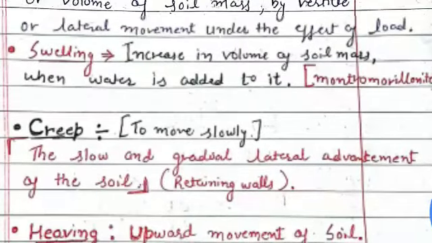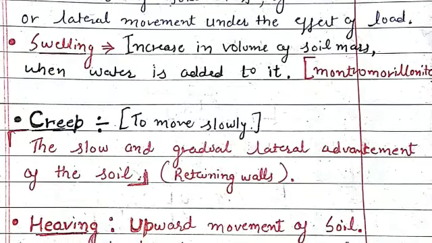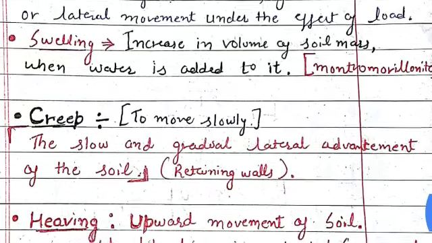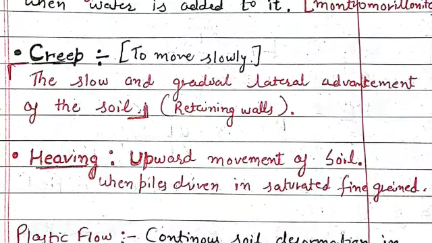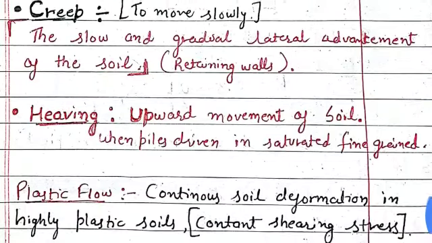Creep means to move slowly. Creep is the slow and gradual lateral advancement of soil, mainly occurring in retaining walls. Next one, heaving. Heaving is upward movement of soil, for example, when piles are driven in saturated fine-grained soil, heaving occurs.